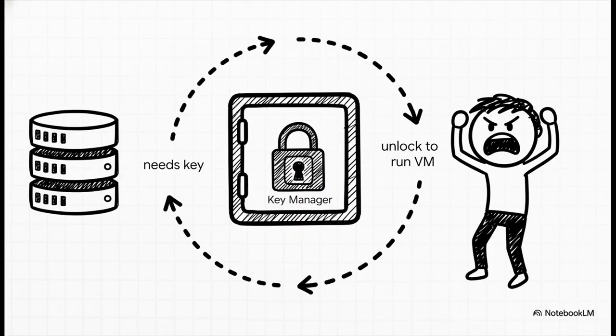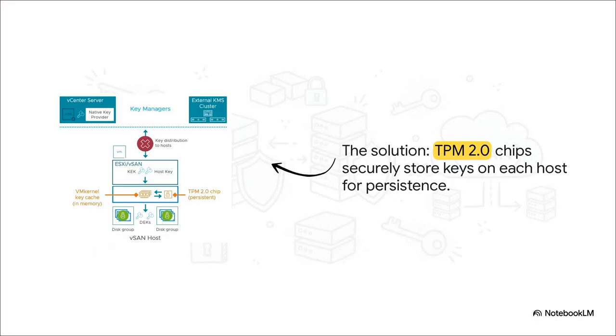This is where you can get into a really terrifying situation, a classic catch-22, a dangerous circular dependency. Just imagine this. Your key manager is a virtual machine, and it's running on the exact same vSAN datastore that it's supposed to be providing keys for. If you have a power outage and the hosts reboot, they can't mount the datastore because they need the keys, but they can't get the keys because the key manager VM can't boot up. See the problem?